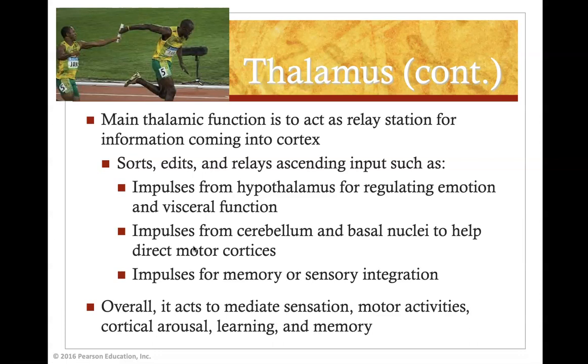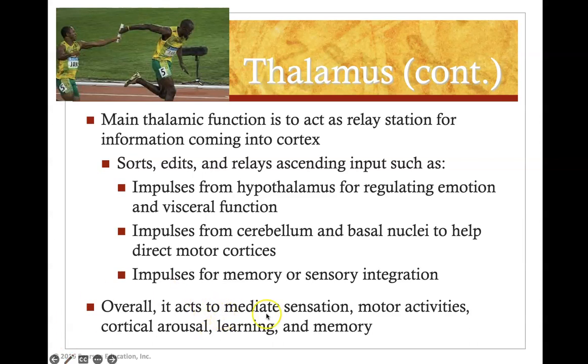So also it can take those impulses that are coming from the cerebellum and the basal nuclei to help direct motor cortices. So they'll relay through the thalamus. And then oftentimes again, it'll relay impulses for memory or sensation integration that are again going through the cortex. So again, just think of the thalamus as a big relay station. It is the relay station, again, sorting and taking things where they need to go.